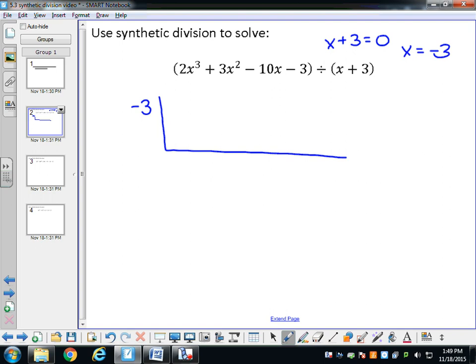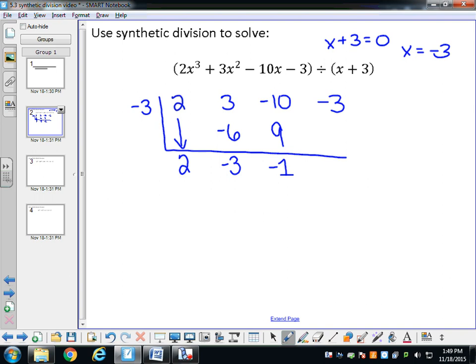Then I just will write down the coefficients: 2, 3, -10, and -3. The first coefficient I just bring down. Then it's -3 times 2 is -6. Then I'm going to add my column. 3 plus a -6 equals -3. Then I do -3 times a -3 is a +9. Then add down your column and you end up with -1.